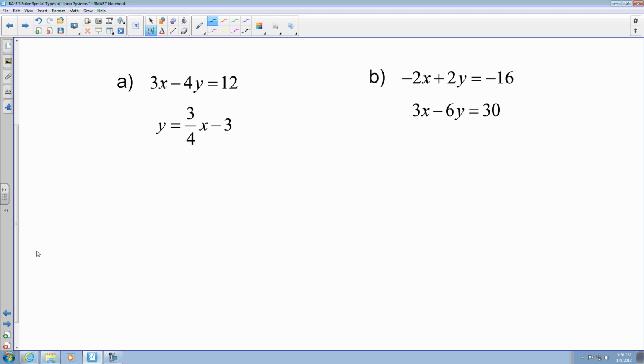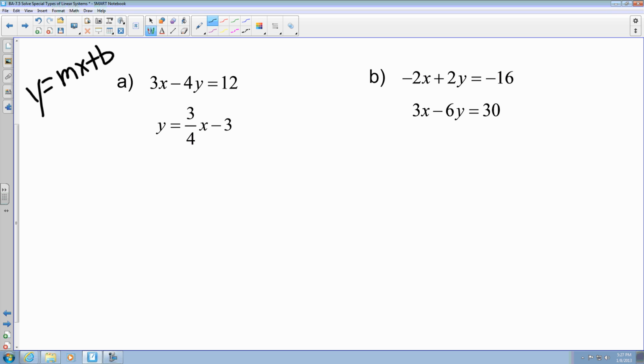example, I have 3x minus 4y equals 12. And if you remember from those definitions, I need to find if these lines are parallel or at least the same line. And the only way I can do that is if I put them into y equals mx plus b form. So my second equation, y equals 3/4 x minus 3, that's already in y equals mx plus b form. What I don't have it in is the top equation.